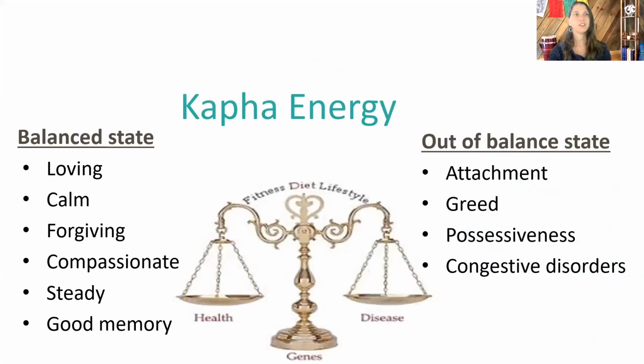So a kapha energy in balance is loving, calm, forgiving, compassionate, steady. They have a good memory. If you think about kapha, you think about the earth, right? They're water and earth, and you think of Mother Earth. So you think of that loving mother energy, in balance. Out of balance, kapha can move towards attachment, greed, possessiveness, as well as different congestive disorders.